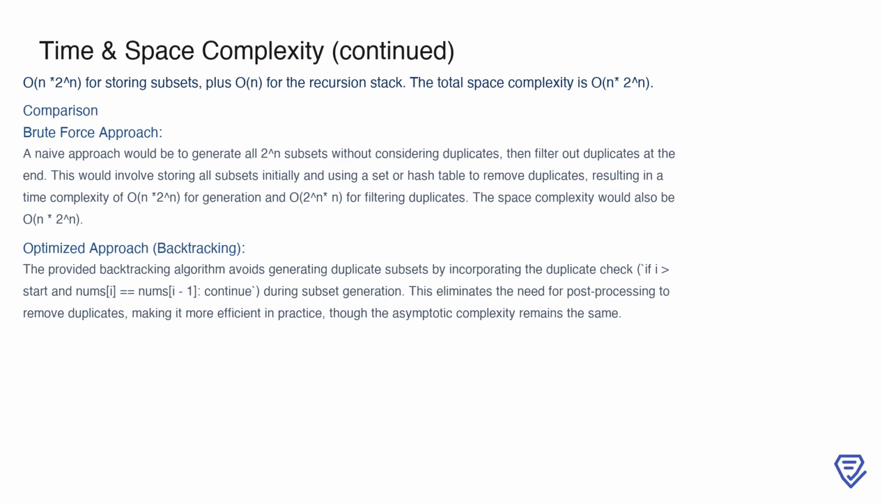The space complexity in this case is also n * 2^n, as all subsets are stored before filtering. On the other hand, the backtracking algorithm integrates a duplicate check during subset generation using the condition if i > start and nums[i] == nums[i-1]: continue. This avoids generating duplicate subsets and eliminates the need for post-processing, making it more efficient in practice, even though the asymptotic complexity remains the same.